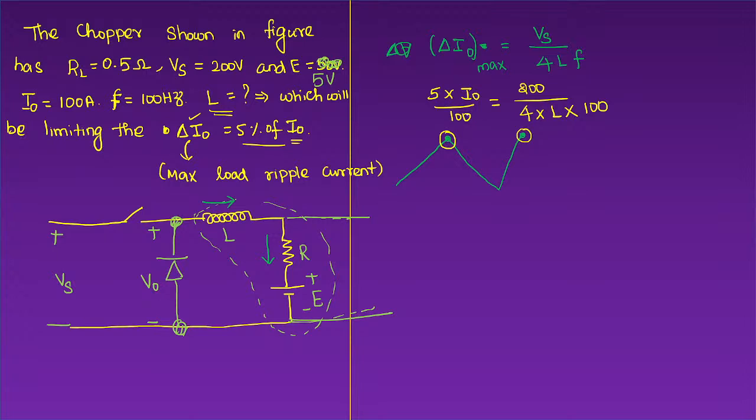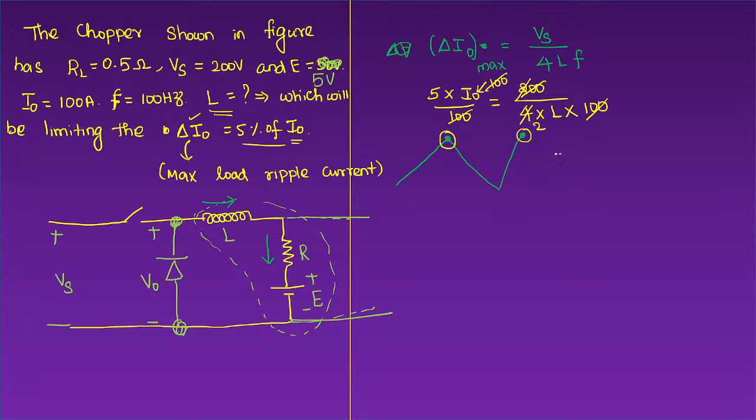That's all. Now it is very easy. Output current I naught also will be 100 ampere. Anyway, this LHS and RHS hundreds will get cancelled. I can cancel this also. It will be equal to 2. And if I cancel it, this will also become 2.